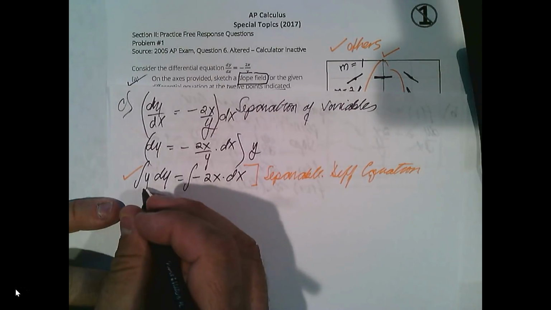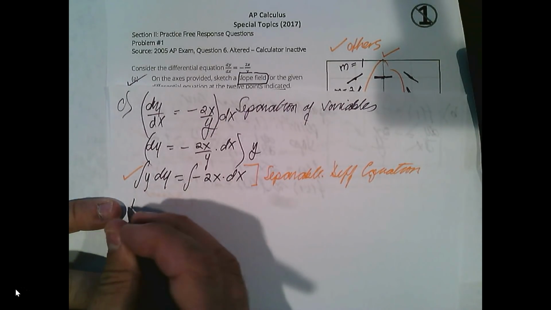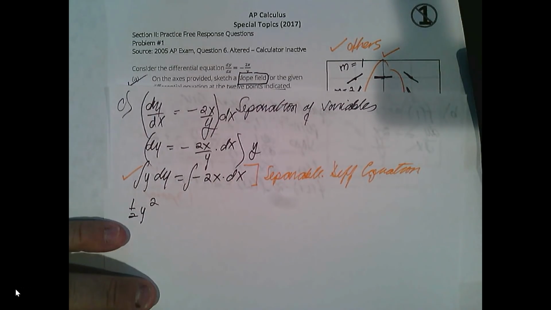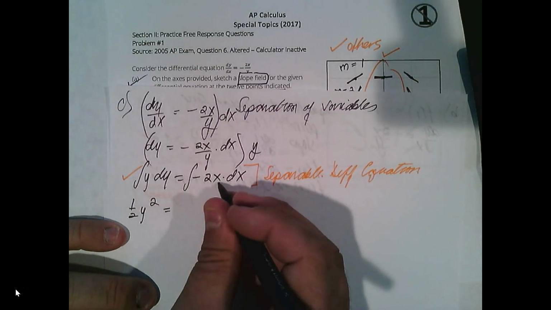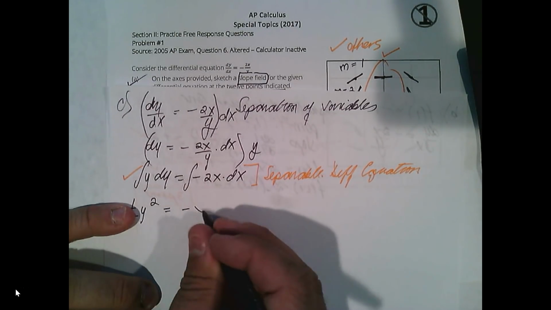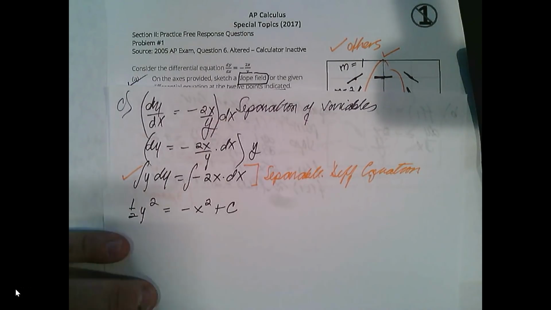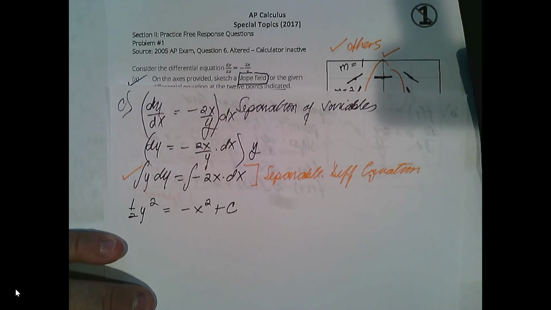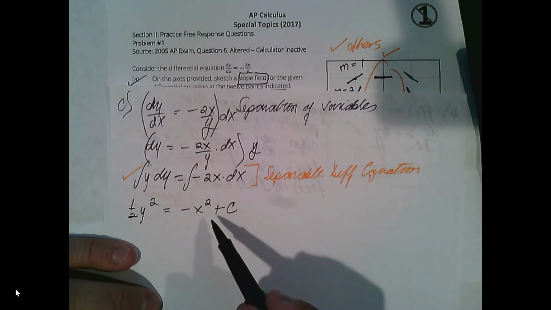And the integral of y with respect to y is 1/2 y squared. The integral of negative 2x with respect to x is negative x squared plus c, your constant of integration. Now, at this next point, here's where you're going to make a choice.